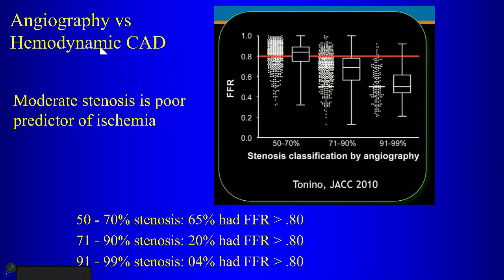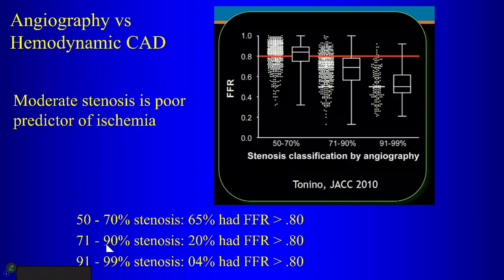So there's a difference between what looks like a stenosis angiographically versus what is a hemodynamically significant stenosis. If we look at these cases where we have moderate stenosis and look at their fractional flow reserve, here where we have patients who have 50 to 70% stenosis, 65% of them had a fractional flow reserve greater than 0.80. So a high percentage of these stenotic lesions were not physiologically significant.